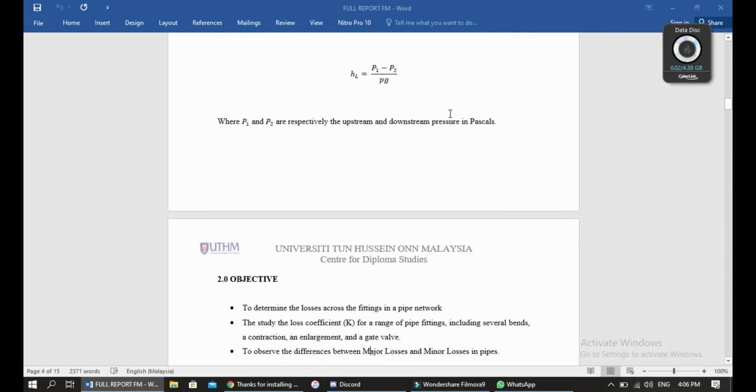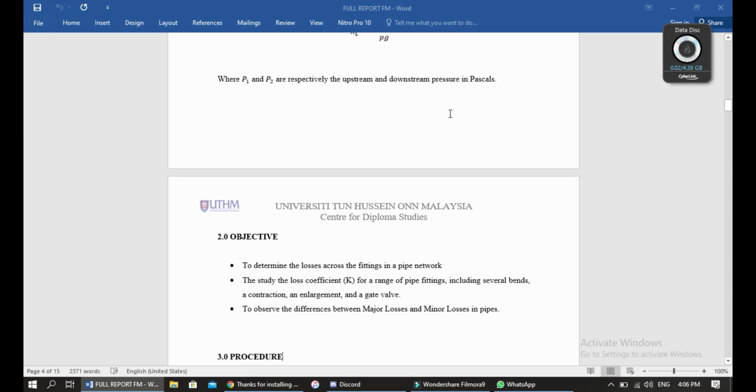Next we move on to the objective. The objective of the experiment is to determine the losses across the fittings in a pipe network. To study the loss coefficient, which is the key for a range of pipe fittings, including several bends, contraction and enlargement, and a gate valve. The last one is to observe the difference between major losses and minor losses in pipes.